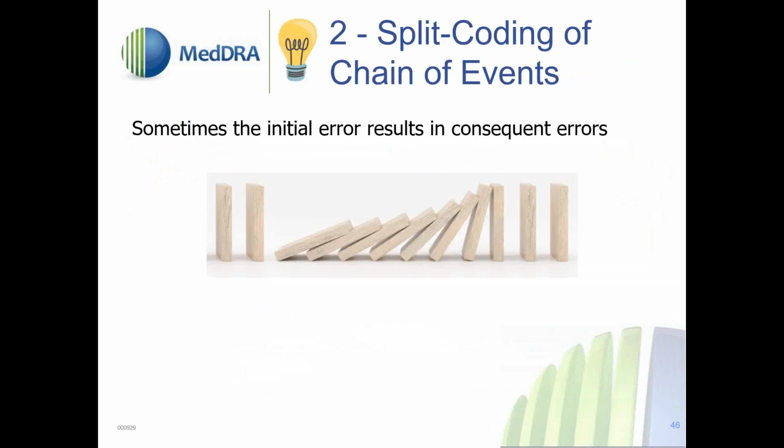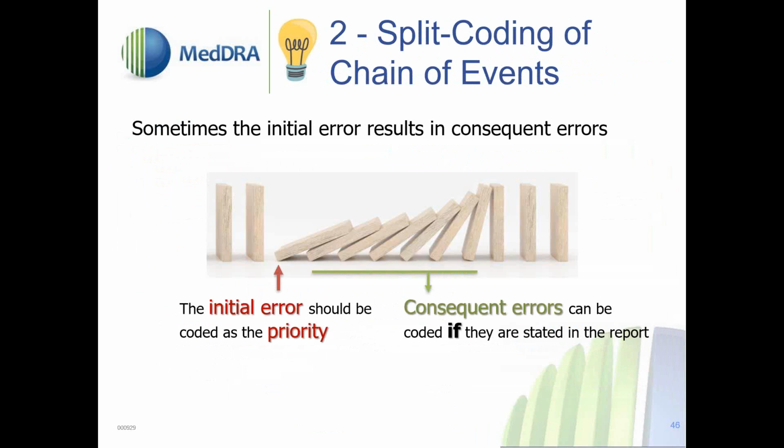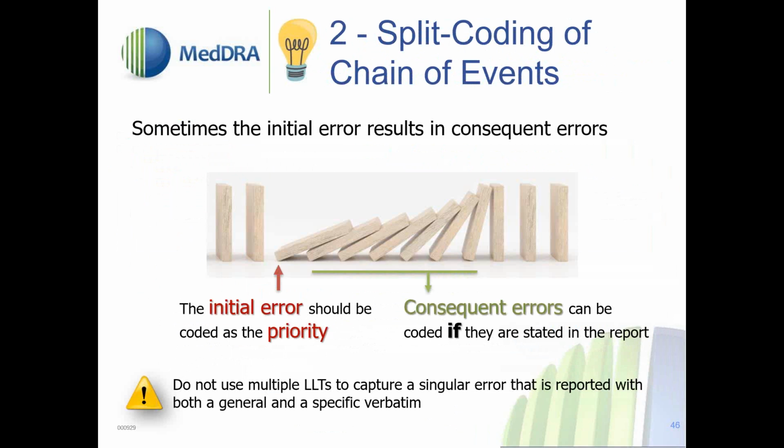Sometimes you will get a report of a chain of events where an initial error leads to additional subsequent errors or even adverse events in the patient. Then code the initial error as the priority, and all subsequent errors and adverse events have to be coded in addition as reported. But please do not use multiple LLTs to represent one singular incident that is reported with both a general and a specific description in the reported term, the verbatim.